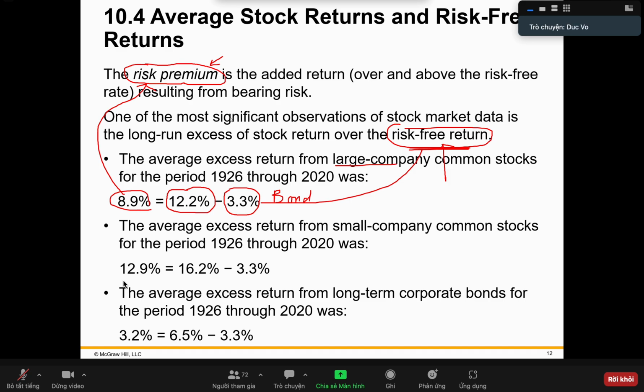So clearly you are compensated because of inflation. I mean you can say inflation is the risk, right?